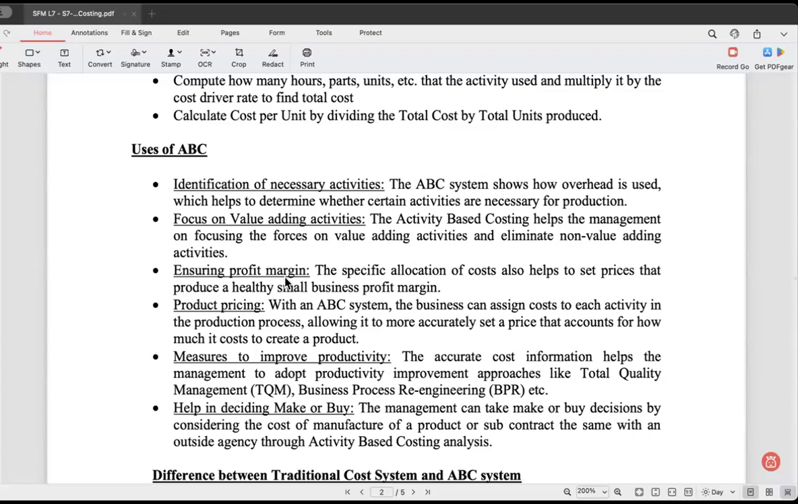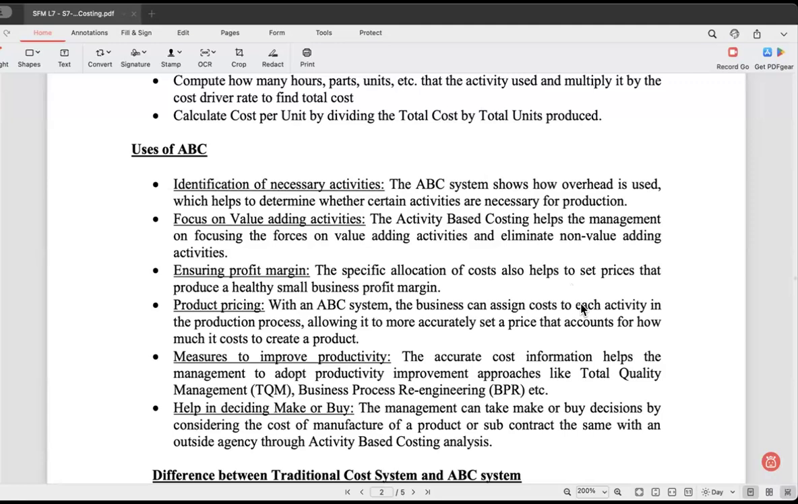Next, ensuring profit margin. The specific allocation of cost helps to set prices that produce a healthy small business profit margin. What does this mean? ABC gives precise cost data. So businesses can ensure that they're not underpricing or overpricing their product. By knowing the real cost per product, companies can set prices that guarantee a profit.